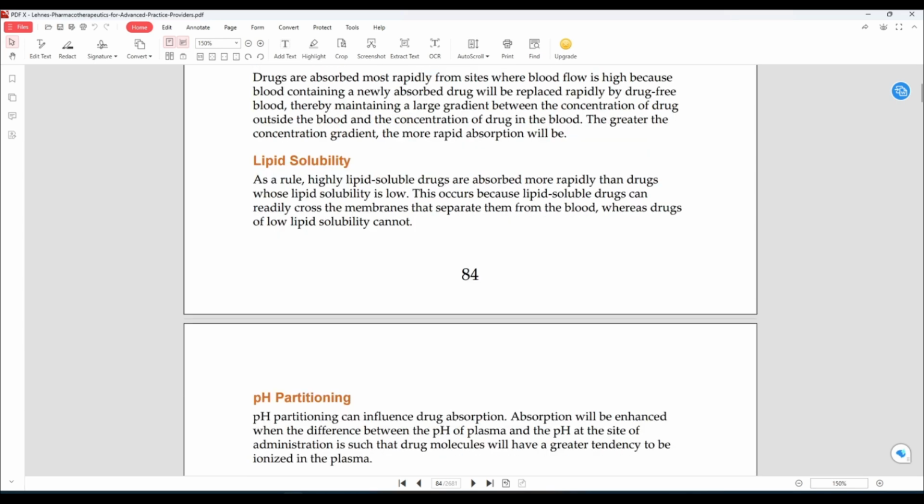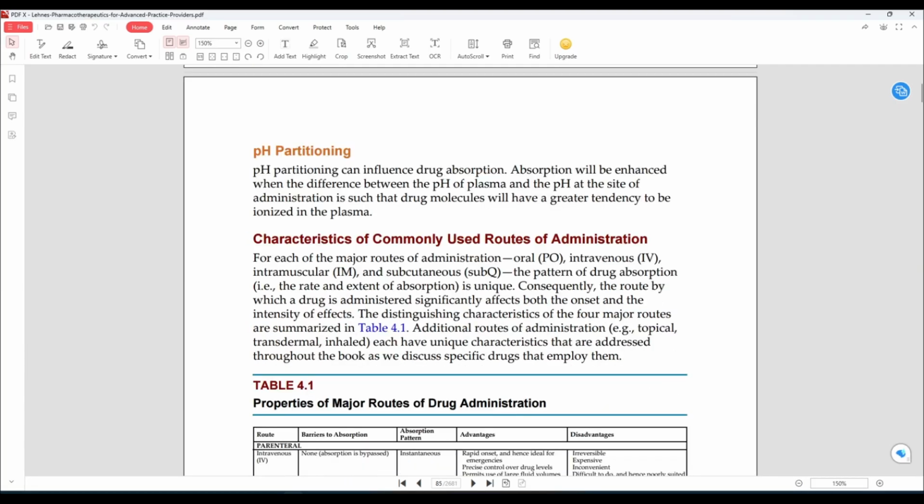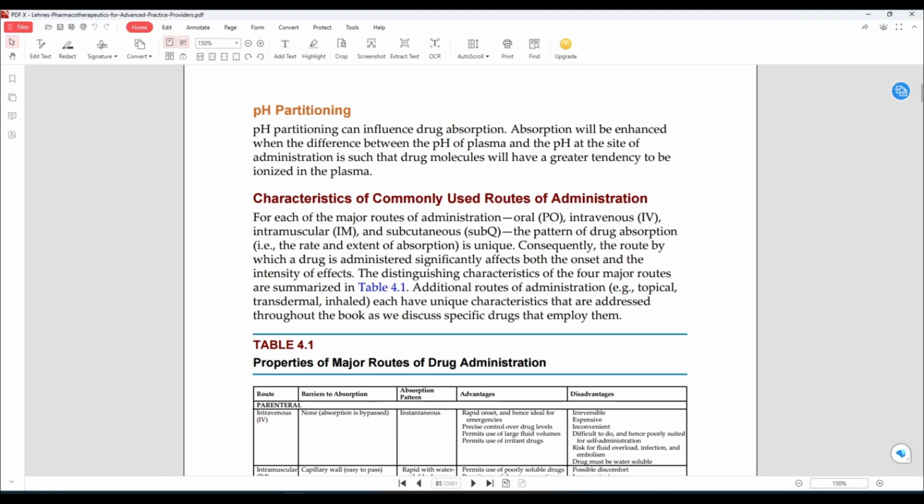The lipid solubility. As a rule, highly lipid soluble drugs are absorbed more rapidly than drugs whose lipid solubility is low. This occurs because lipid soluble drugs can readily cross the membranes that separate them from the blood, whereas drugs with a low lipid solubility cannot. The pH partitioning. pH partitioning can influence drug absorption. Absorption will be enhanced when the difference between the pH of the plasma and the pH at the site of administration is such that drug molecules will have a greater tendency to be ionized in the plasma.